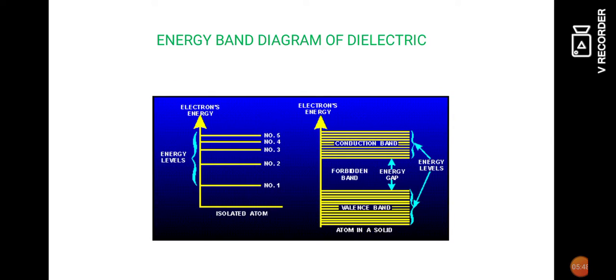This picture clearly shows the intrinsic breakdown. We know that there are two important bands. The first band is the valence band, that is the bottom band, and the upper band is nothing but the conduction band. The gap between these two bands is called the forbidden band or energy gap.